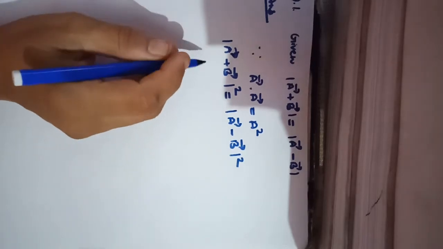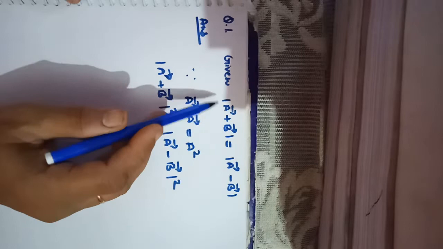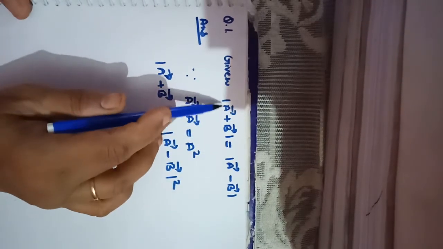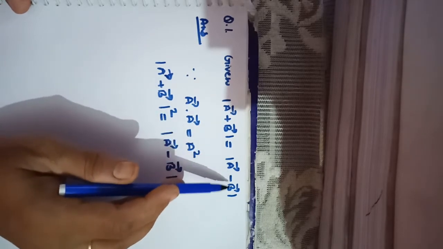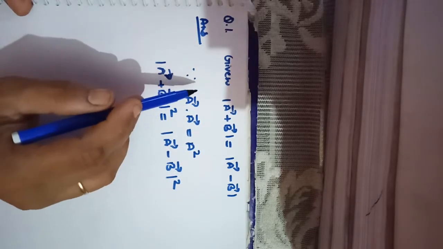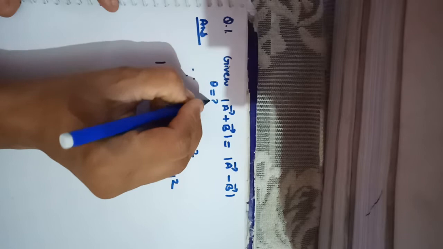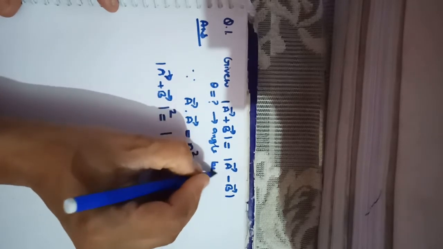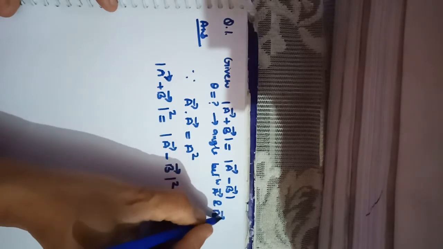Children, this is the question based on the dot product. In this question it is given that the magnitude of vector a plus vector b is equal to the magnitude of vector a minus vector b. You have to find out the angle between them, theta. You have to find out what is theta, the angle between vector a and vector b.